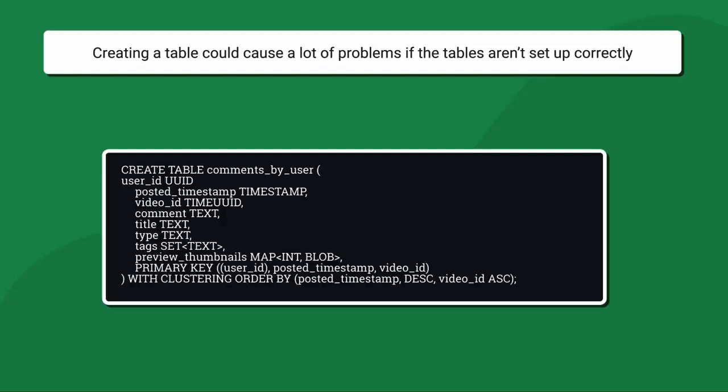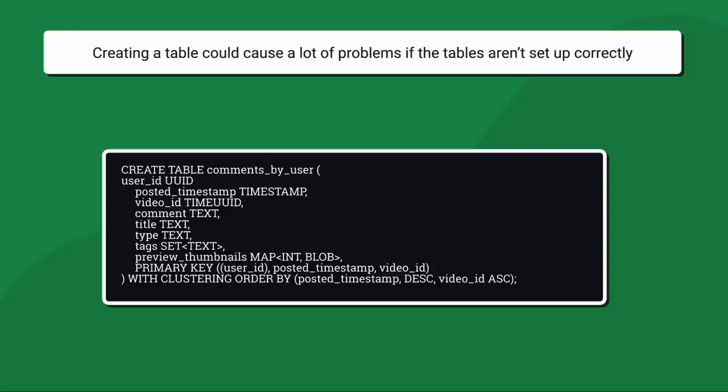We already saw how to use the data types in the table in theory. To better understand the physical data model, it's time to demonstrate it with an example. Creating a table could cause a lot of problems if the tables aren't configured correctly. The first challenge is creating a partition that is way too large. There are many other challenges that are related to optimization.